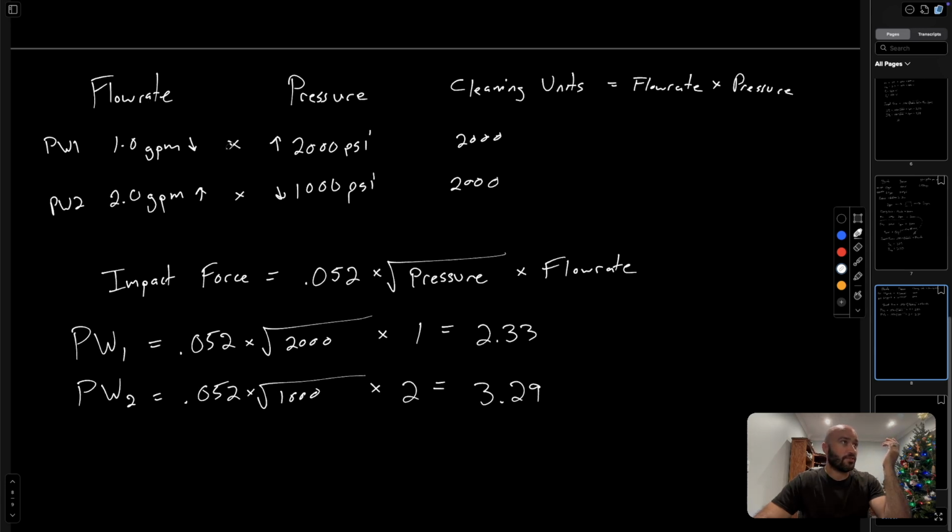Which of these two, if they have the same amount of cleaning units, is going to give you more cleaning power? We can figure that out through impact force, but it still doesn't answer the question of what matters more, flow rate or pressure, right? And if there's anything to take away from this, it's that they're related, right? We need to stay under this 15 amp limit.